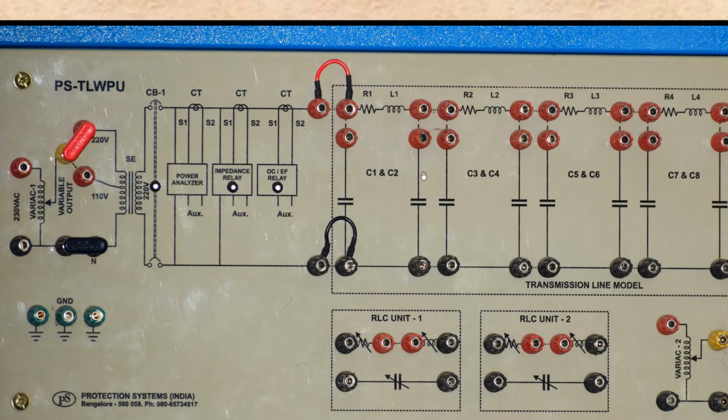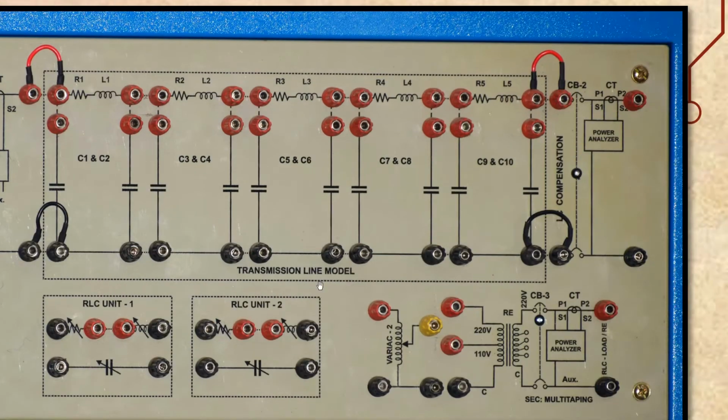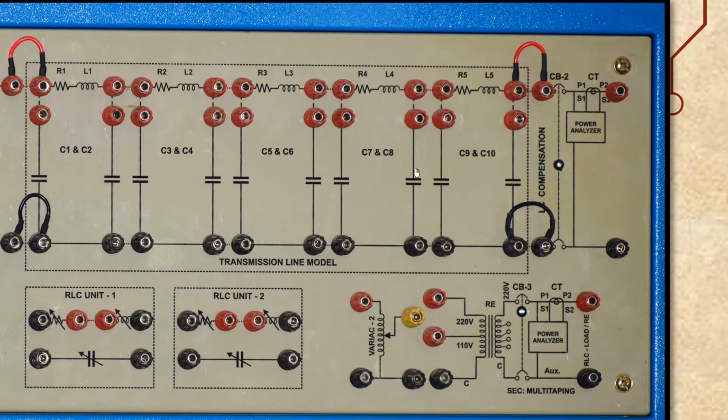Then after that we have the transmission line. This is the transmission line model of 400 km. After the last 80 kilometers, the line comes to another terminal. From here we can use the compensation, and after that there is a circuit breaker. After that the load terminals are there. Here we have to connect the load.